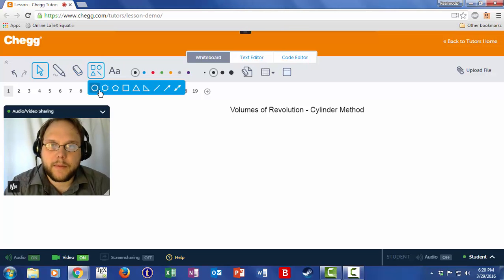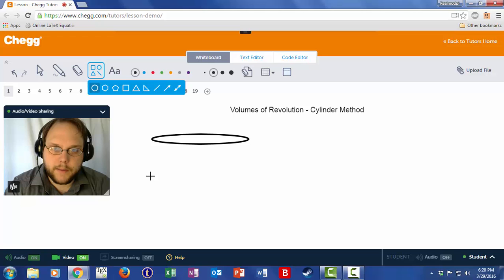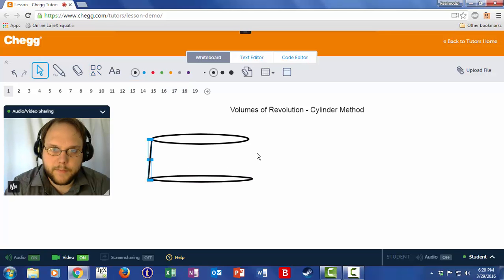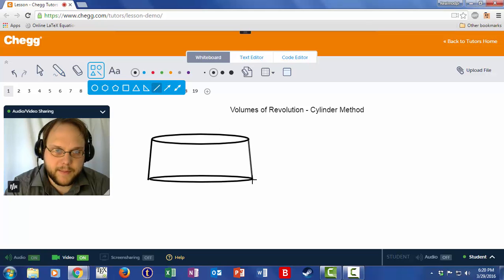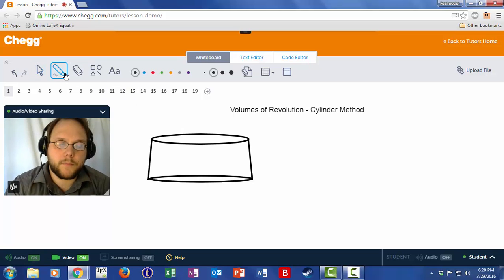The cylinder method is similar to the disk method and the washer method in that we're looking at cross sections. In this case, the cross sections happen to be cylinders. We integrate the area of all of these cross sections to get the volume.